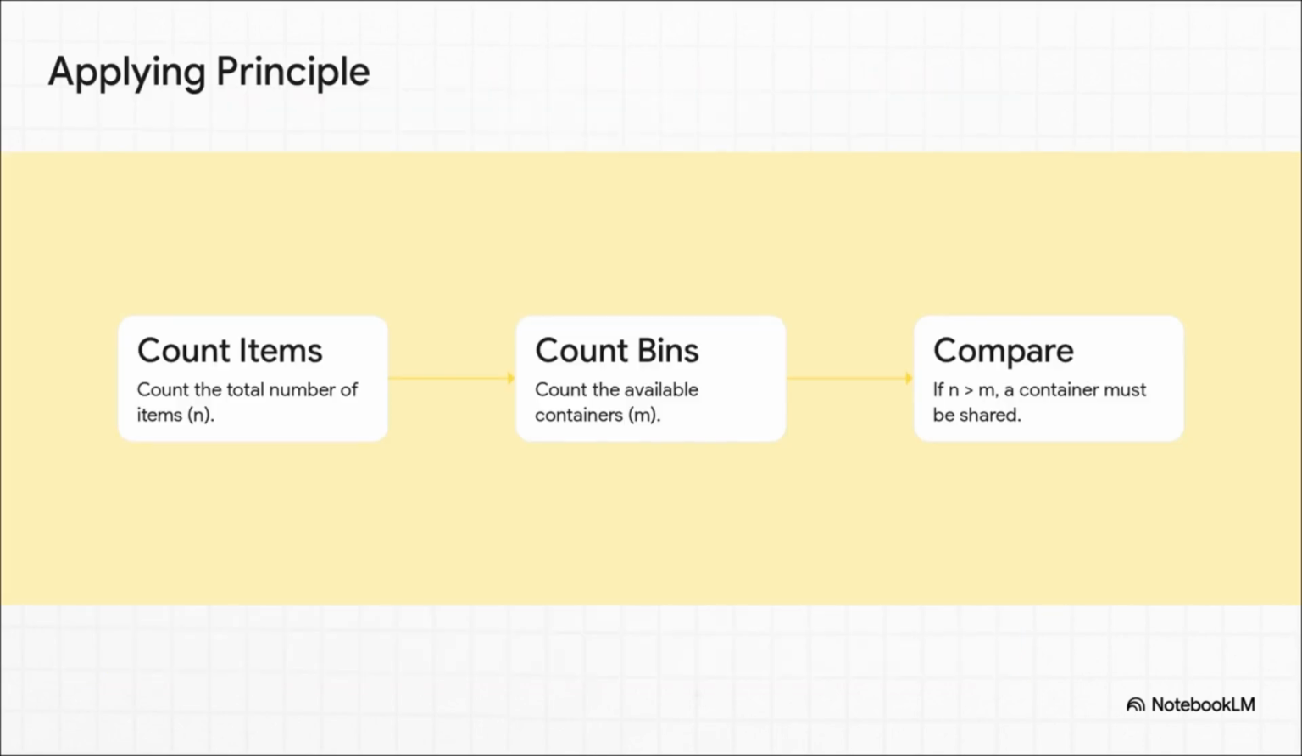Let's step through the logic of applying this, because it's super straightforward. Step 1, count your items. That's your N. Step 2, count your available containers, your M. Step 3, compare them. If your items outnumber your containers, a container simply must be shared. It feels so incredibly intuitive when broken down like this, doesn't it? It almost sounds a bit too simple to be a university-level math concept. But trust me, its applications in computing are absolutely profound.